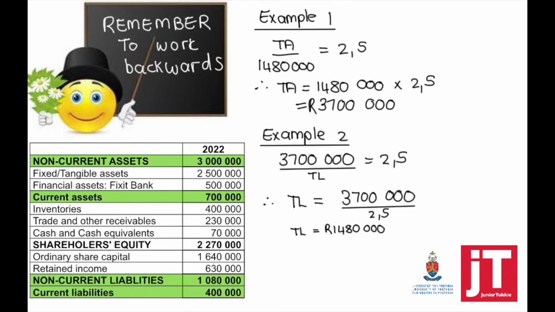Example number 2, if they provided you with the total assets, so we took the non-current plus the current, and we need to calculate our total liabilities, and the ratio is 2,5 to 1, it means now we're going to take the total assets, which is 3.7 million, divided by 2,5, and that will provide us with the total liabilities.